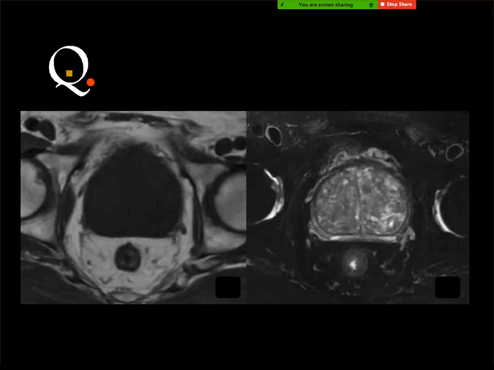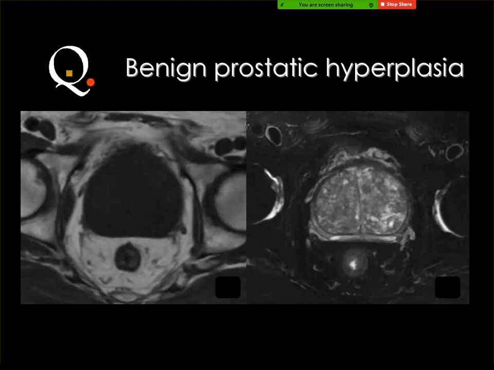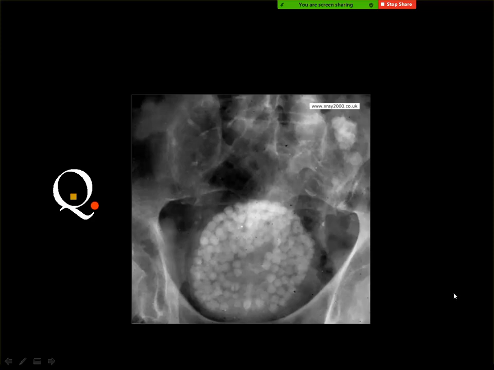Benign prostatic hypertrophy. Yes, this is prostatic hyperplasia. Classic appearance is the central zone is markedly enlarged. There are multiple bright signals representing the areas of cystic degeneration within the enlarged prostate. The peripheral zone is compressed and there are no signs of malignancy.